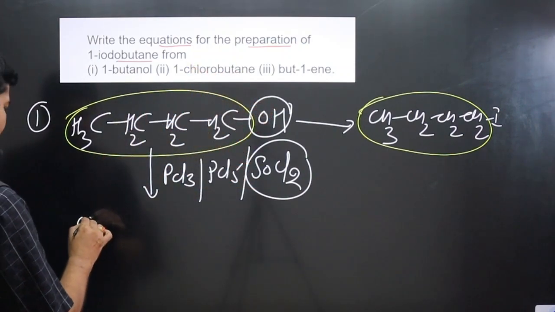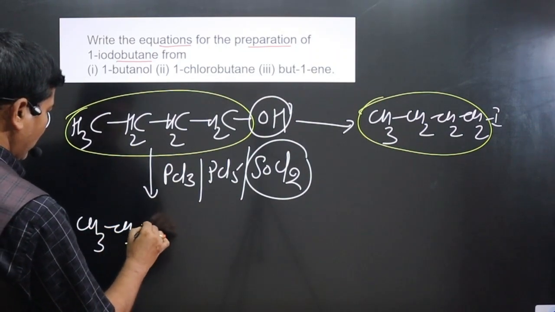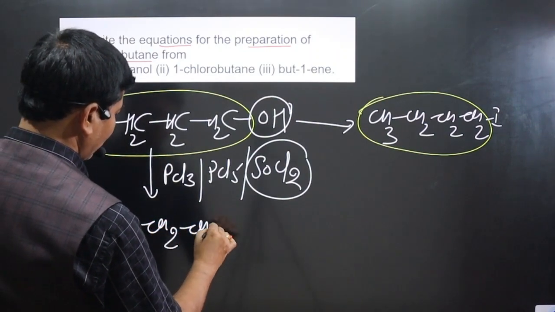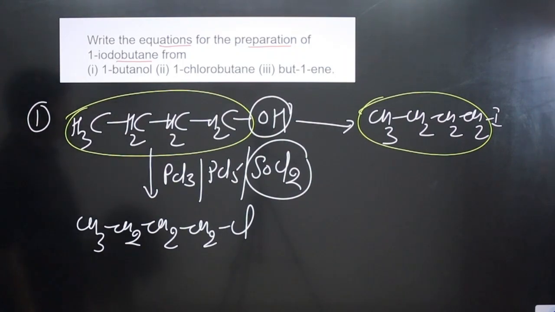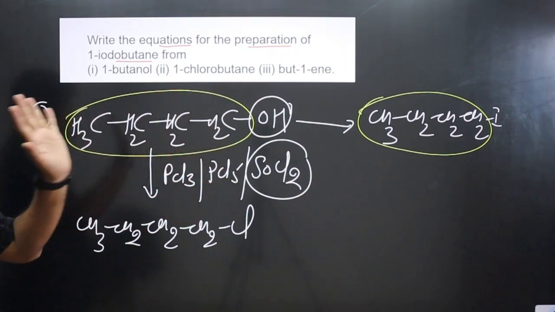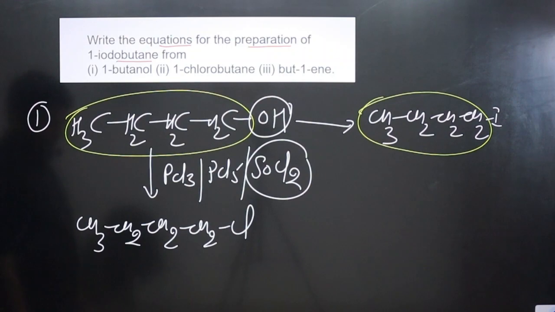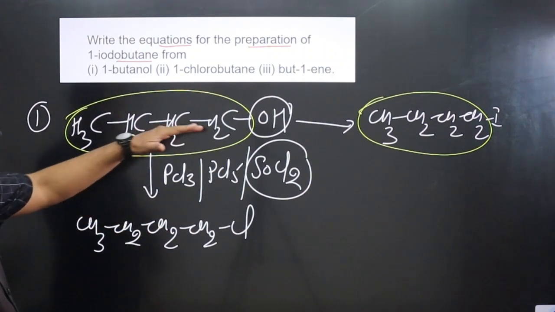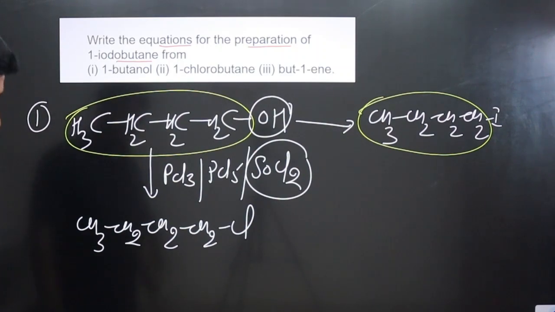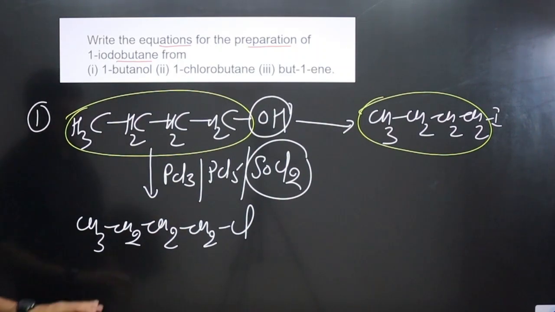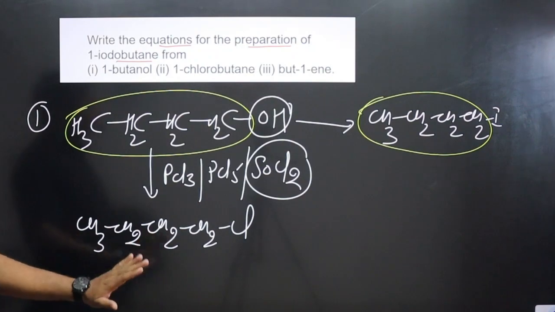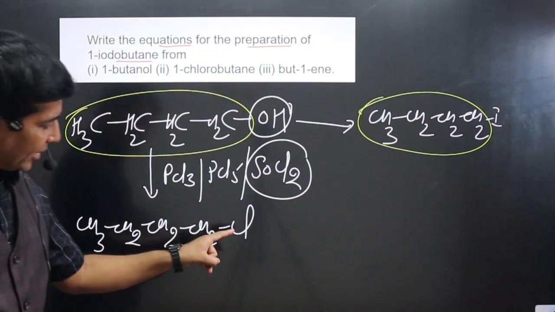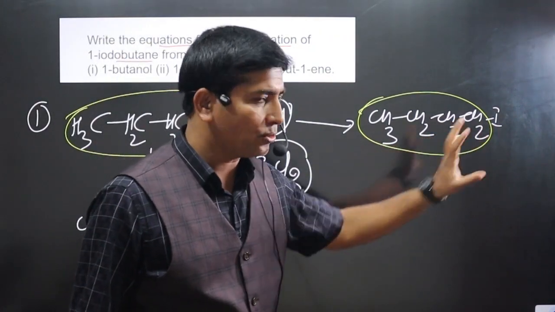Okay, so we got the substance: CH3, CH2, CH2, CH2, and we got Cl there. Remove OH and attach Cl. Okay, now in general this is an SN2 reaction because we have a primary alcohol. There is no rearrangement. We got 1-chlorobutane, and you can see this is a halogen and this is also a halogen.